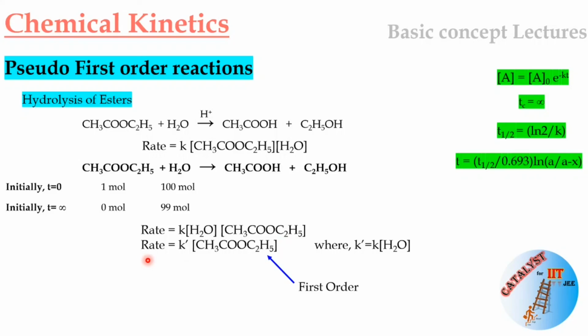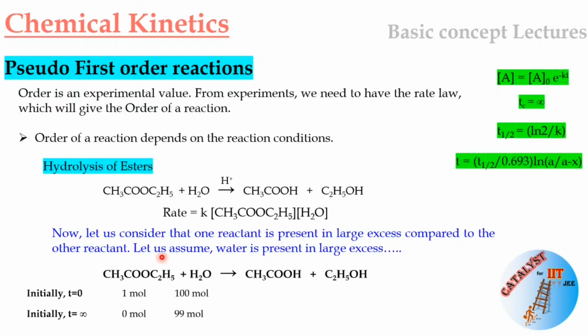From this equation, you will see that this is nothing but a first order reaction, but we assumed that this reaction has two reactants, so it could be a second order reaction. We are not sure, but experimentally we will find out that the rate is nothing but K prime and only the ester concentration to the power 1. So this is a first order reaction. This is called a pseudo first order reaction, and this is only possible when you take one reagent in excess compared to the other reactant.